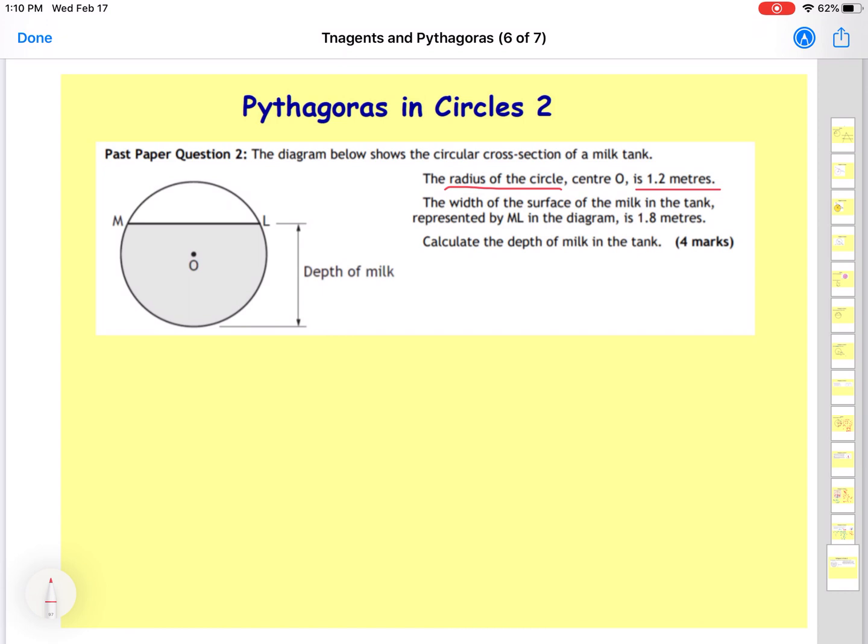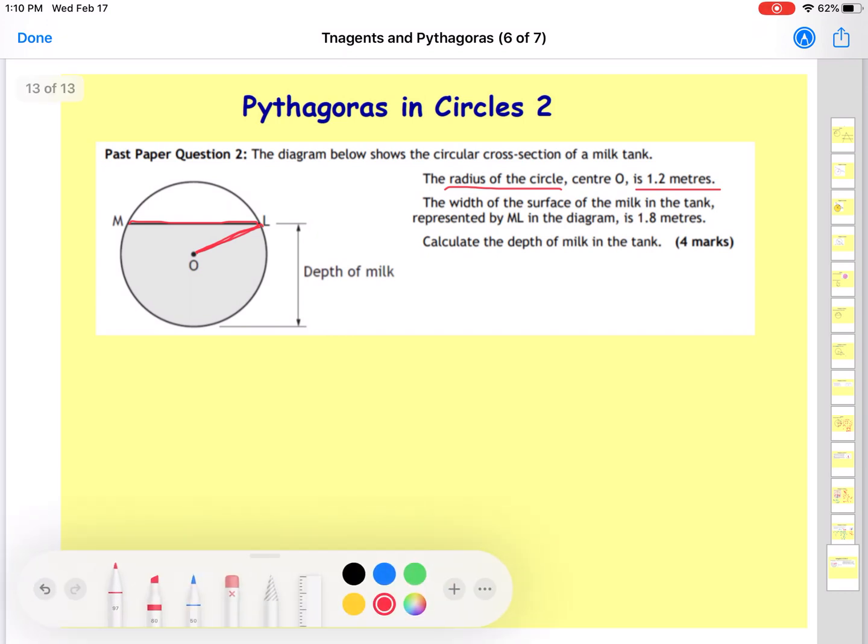Now on this circle I need to create a right angled triangle in order to use Pythagoras' theorem. I want to use this chord as that's one of the pieces of information that I'm given. So therefore, I am going to take the radius from the centre of the circle to one of the edges. It doesn't matter which side you take this to. I'm taking it to the L. If you took it to the M, it would be the same calculations.